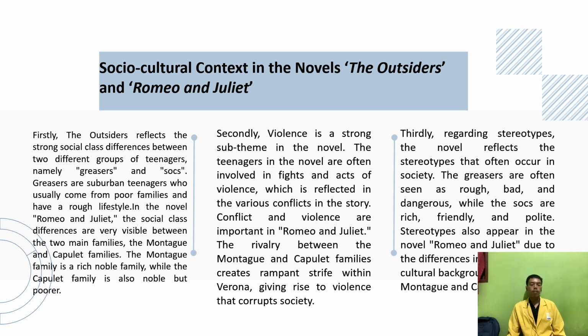Secondly, violence. Violence is a strong subtheme in the novel. The teenagers in the novel are often involved in fights and acts of violence, which reflect the various conflicts in the story. Conflict and violence are also important in Romeo and Juliet. The rivalry between the Montague and Capulet families creates rampant strife within Verona, giving rise to violence that corrupts society.